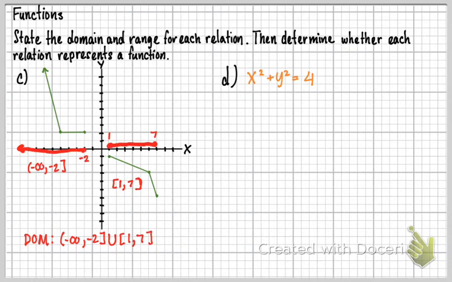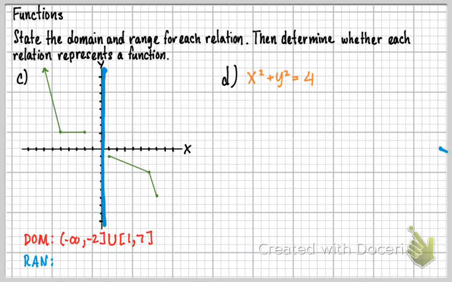All right, now let's talk about the range. Now for the range, it's a similar idea. So I'm just going to put RAN down here for my range. And now I'm looking at all my possible y values. So now I'm on this axis, all possible y values. So how far up and how far down do I go and everything in between? So that's the idea now.